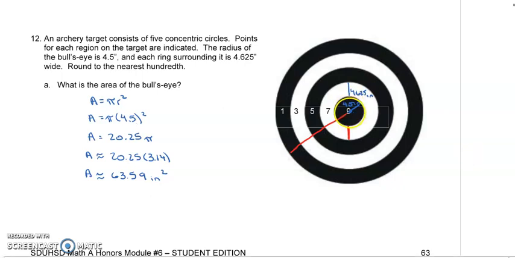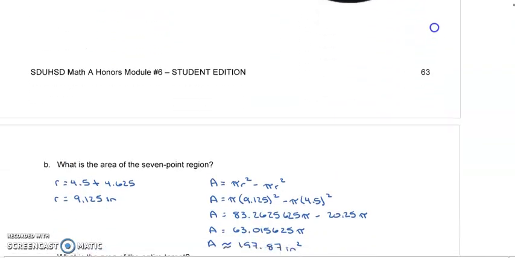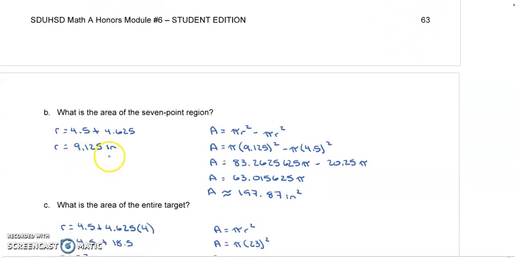So then to find the area of the 7-point region, I got to start by finding the radius. And the radius is going to be the 7.5 plus the 6.25. So I have a radius now that I'm working with of 9.125. And again, this goes back to that same idea of the pond and the walk problem, where there's that whole thing minus the bullseye. And we find out that the area is approximately 197.87 inches squared. Again, subtracting the bullseye out will give us just the 7-point region.